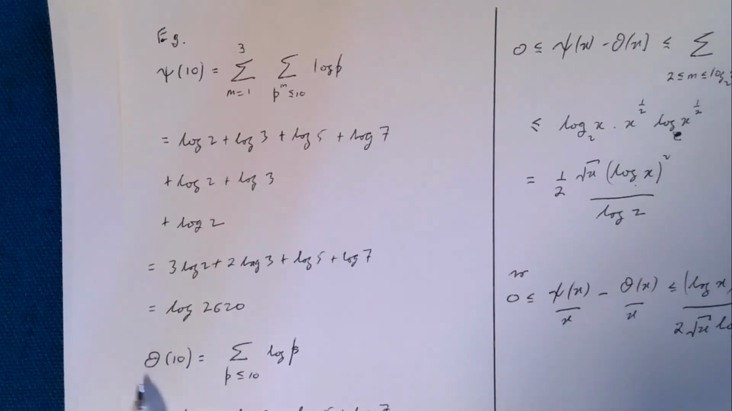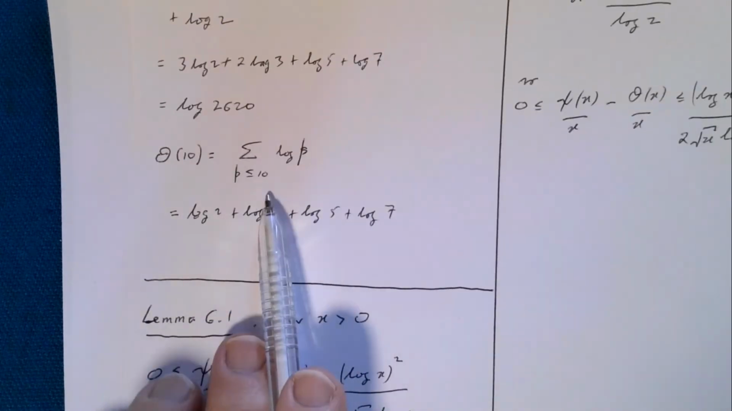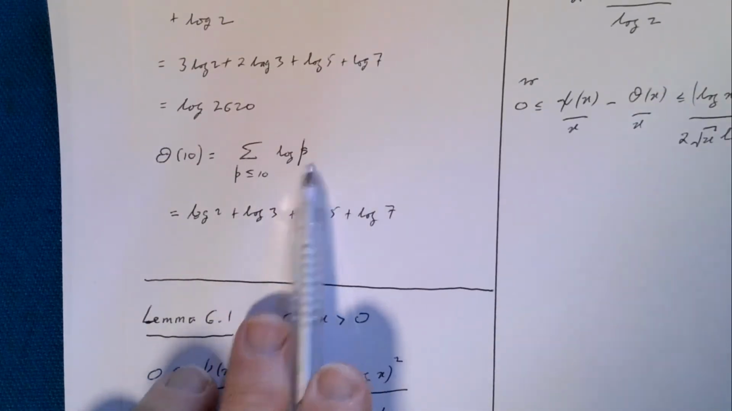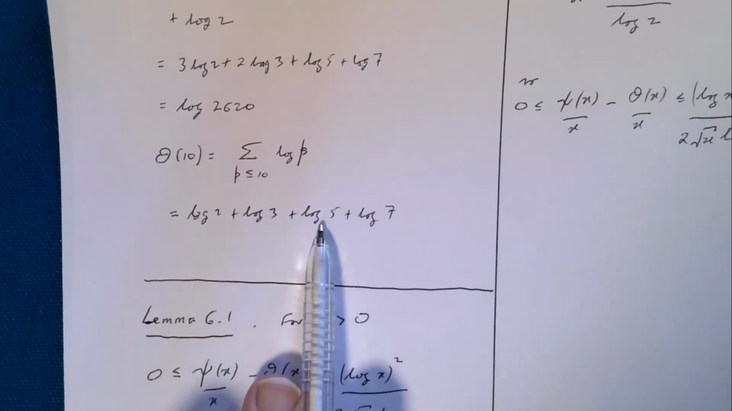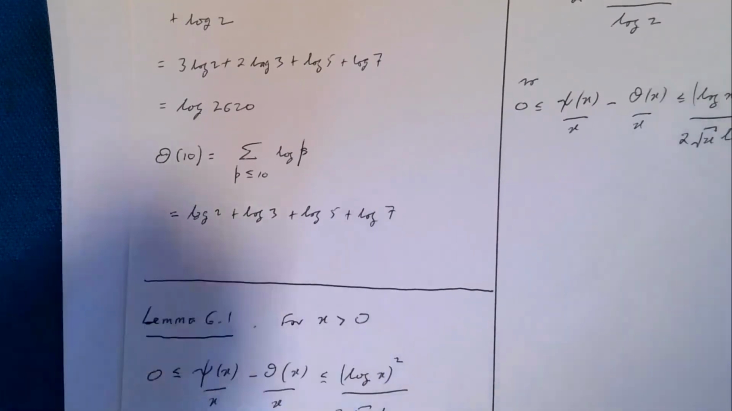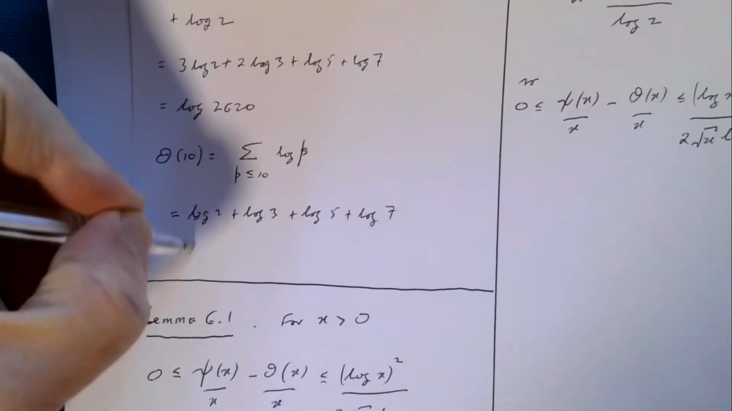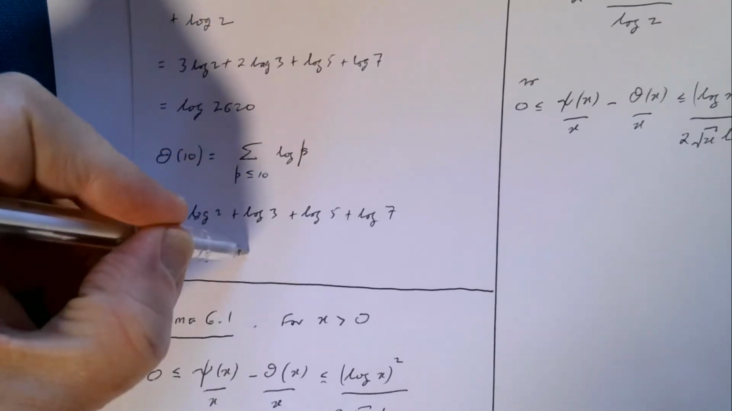And theta of 10 is just the sum of the logs of the primes less than or equal to 10. So that's just log 2 plus log 3 plus log 5 plus log 7. And that's just log 210, if I'm not mistaken. So that's log 210.